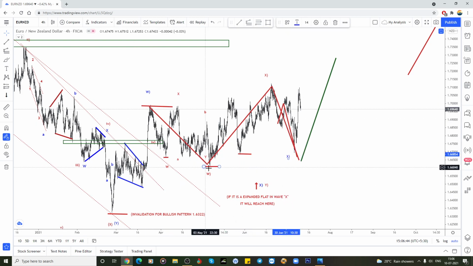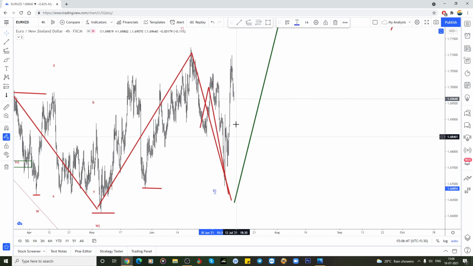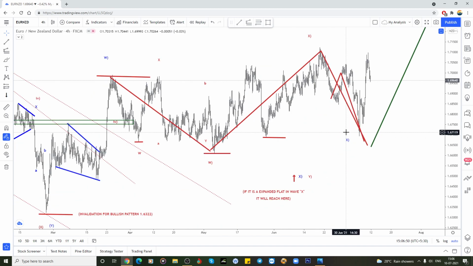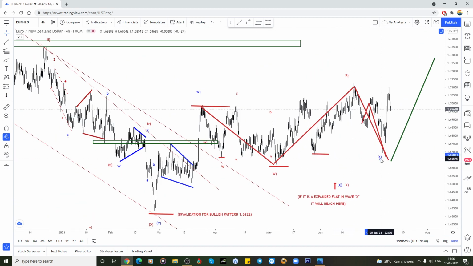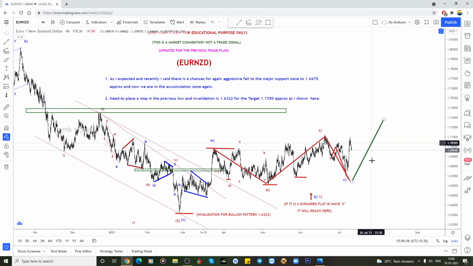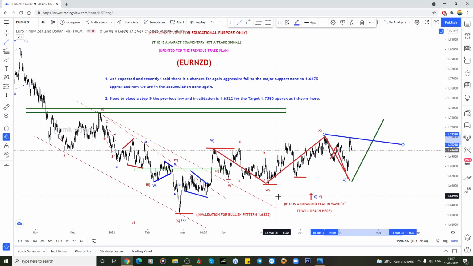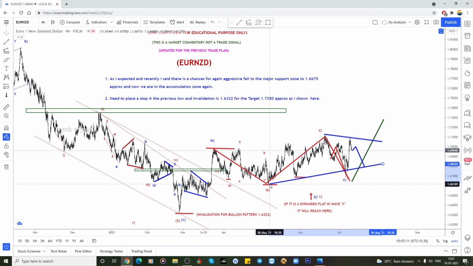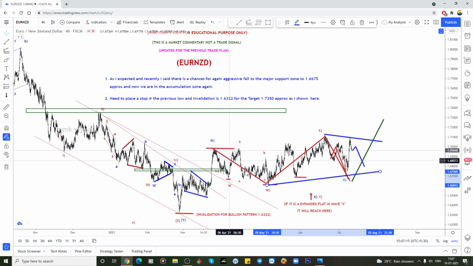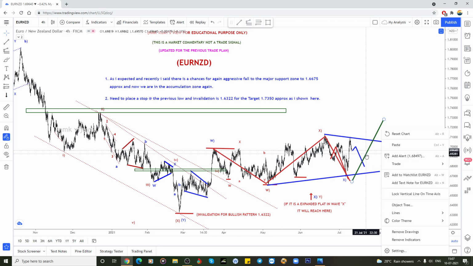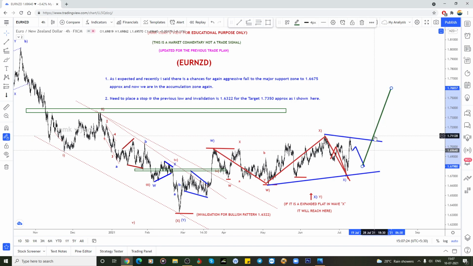If it is an expanded flat, it will break this also, and again it may bounce. So exactly it bounced here. So still everything is in a three-wave structure. So whether this X is completed, or it is going to make a little bit of a complex correction, like a triangle, A, B, C, D, and one more E. Like this kind of three-wave structure here, A, B, C, D, and one more three-wave structure to the downside, and after that it could be a bounce.